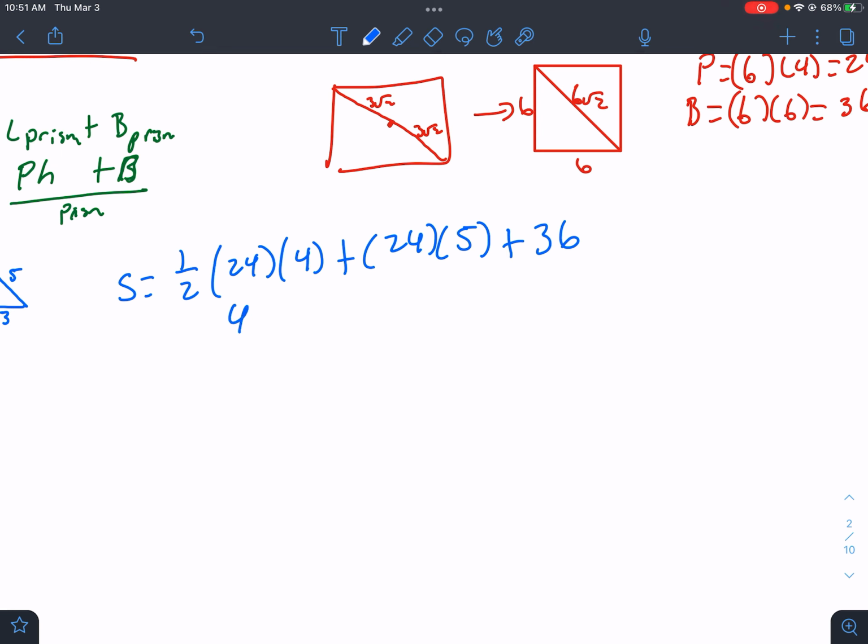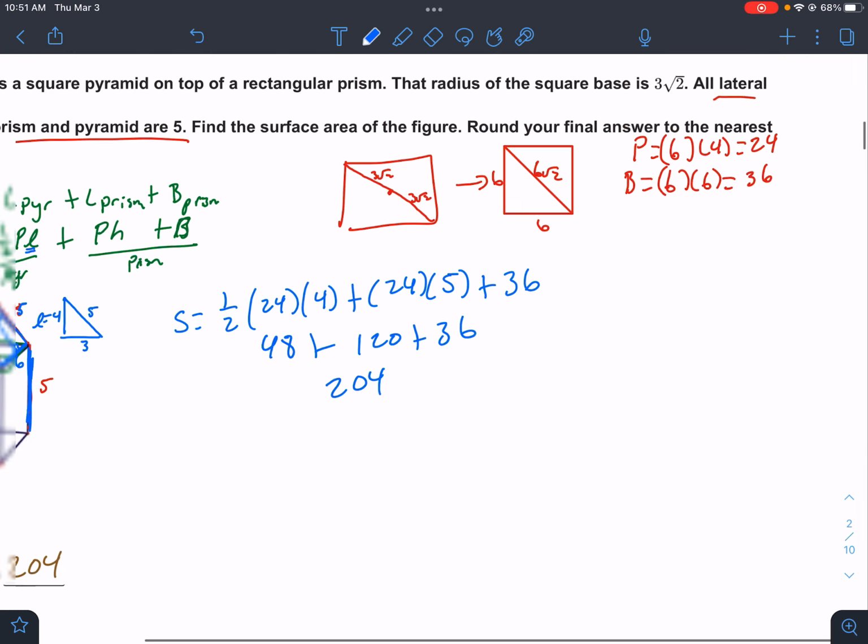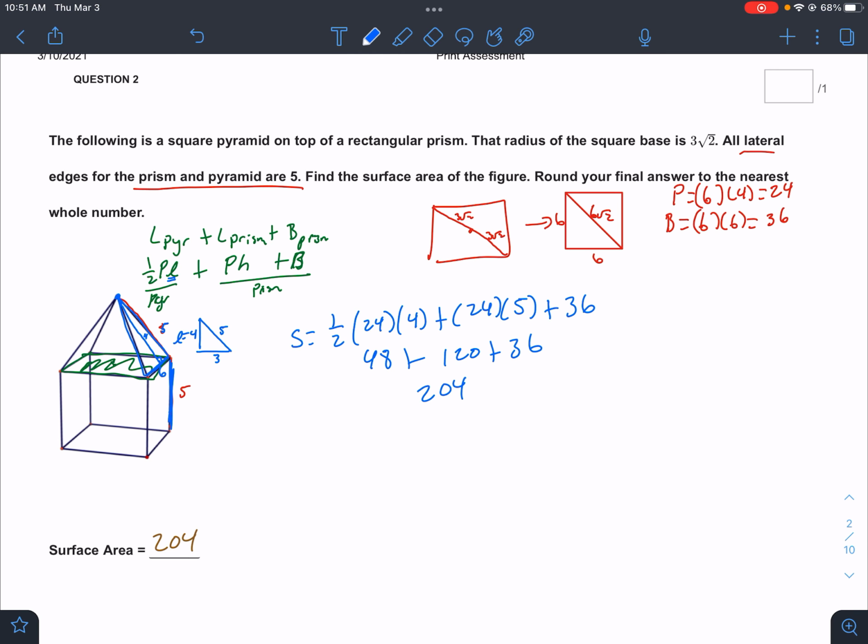So this would be 48, this would be 120, and this would be 36. Make sure I get this right, 120 plus 36 plus 48, and I get 204. So overall, our surface area is 204. That's a hard problem. You had to do a lot of things there. That's a high-level question, no doubt about it.